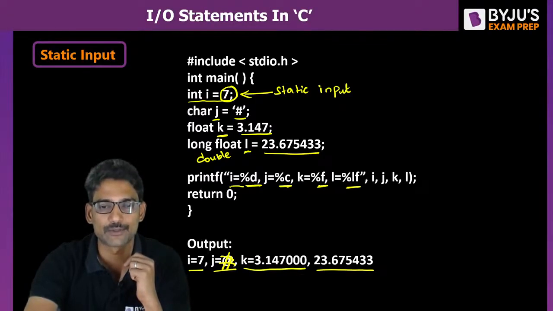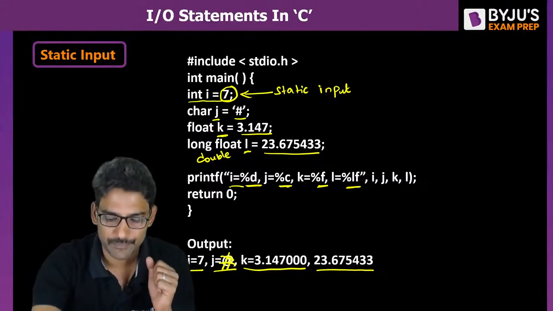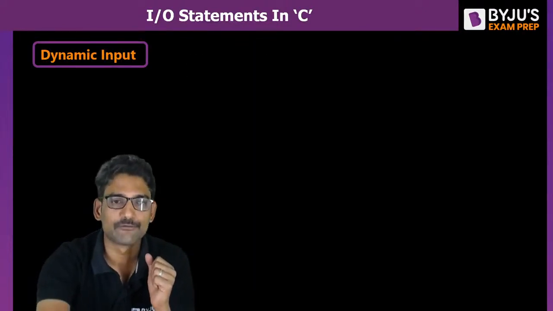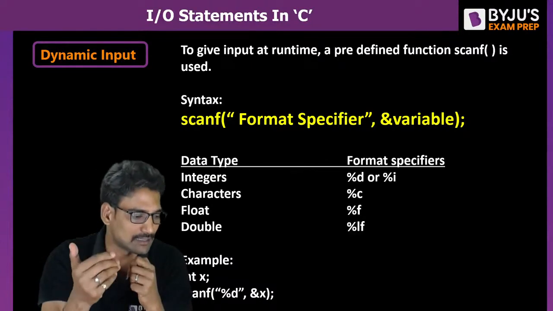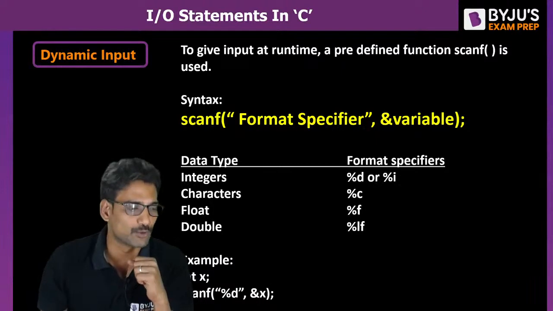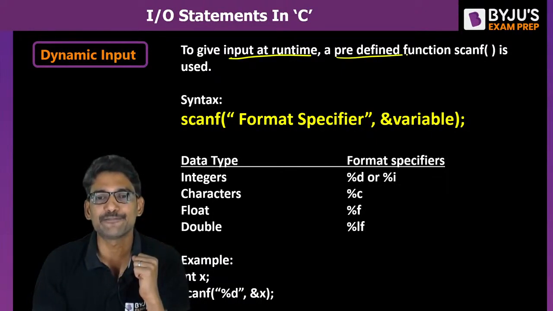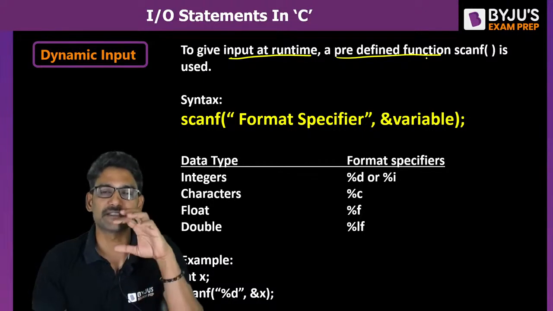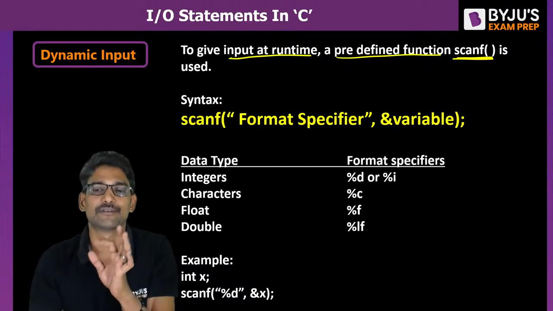Now let us go back to our discussion. So this is how I give static input. Now I would like to give dynamic input. Dynamic input means at runtime I would like to give. So to give input at runtime, a predefined function, which is already existing in the library, is used. What is that? Scanf is used.